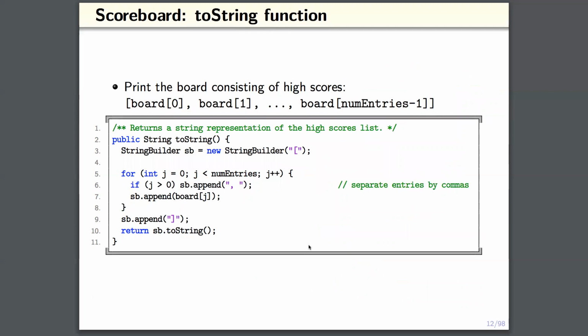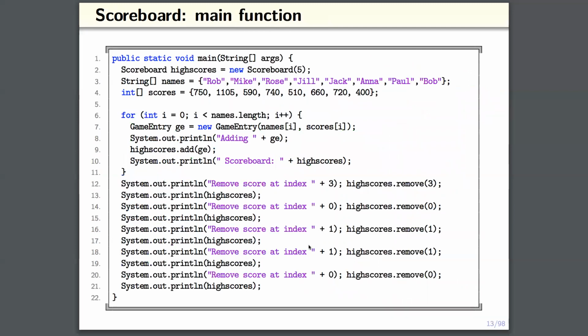ToString is about just printing the board. We will not go over this one. So main function, what's the main function here? You have a list of names, you have a list of scores, and you create a game entry for a particular name and score, and keep adding them here. Now you have a big score board, and you delete some of the entries and see what happens to that board. You can try doing this. But anyway, we don't care about this.